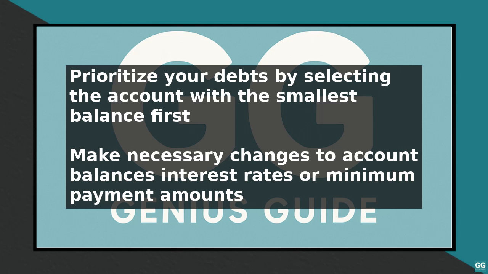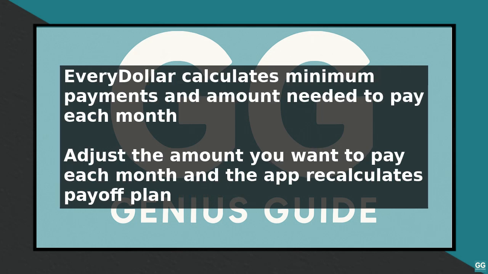If you need to make changes to the order of your debt snowball, click on the debt you want to prioritize and select the option to move it to the top of the list. You can also add new debts or remove paid-off debts from the list as needed.